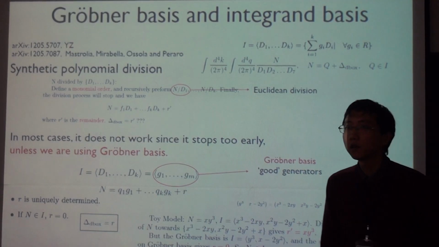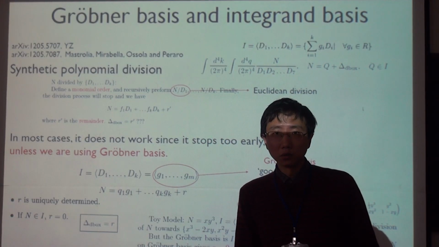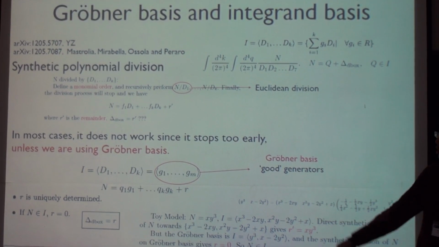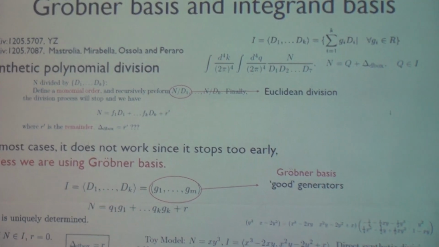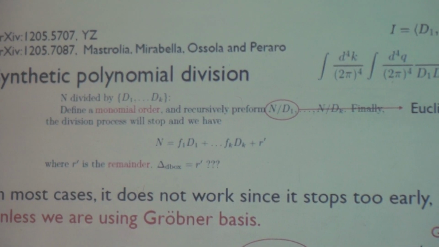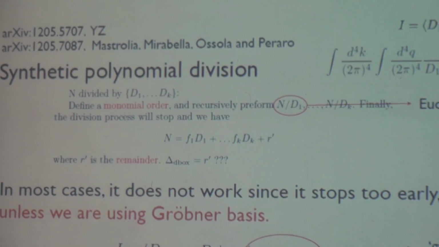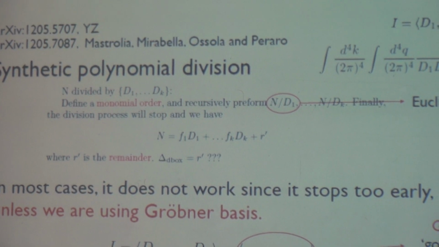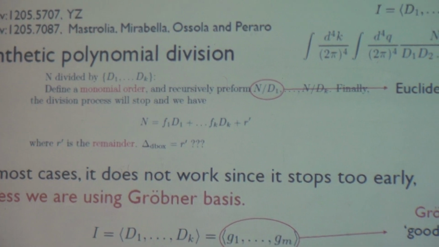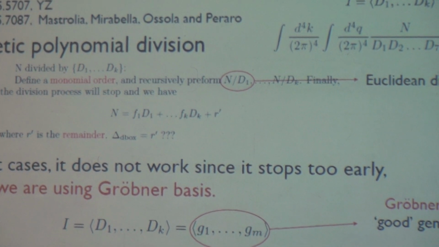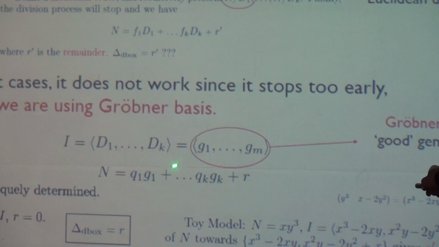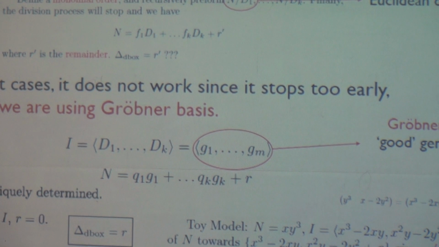But mathematicians have a very efficient way to do this. It is called the Grobner basis and polynomial division. From the generators of the ideal, you can find a different generating set. This is a good generating set. And mathematicians proved that you can do the Euclidean division over this Grobner basis generating set. After doing this, you get a separation like this. The first terms are all reducible. The final one is irreducible.